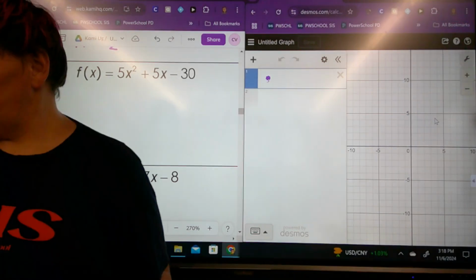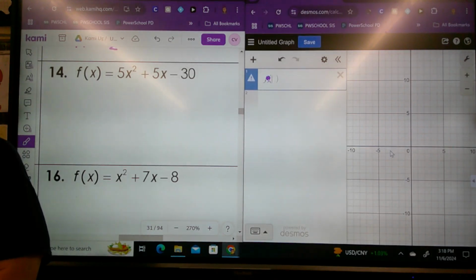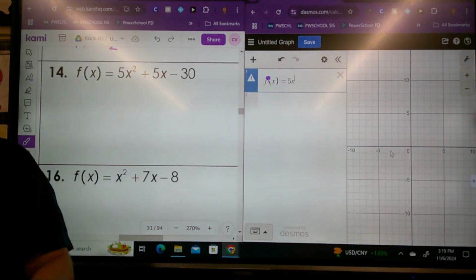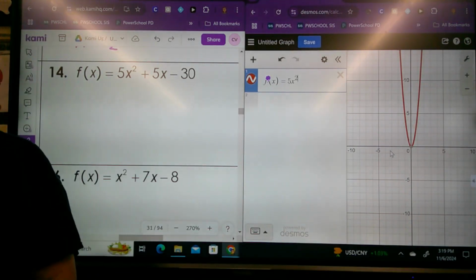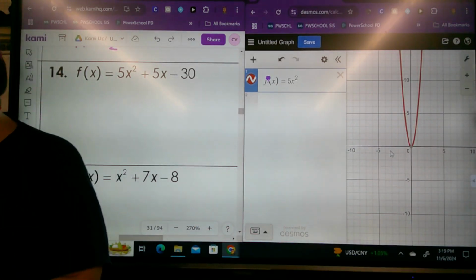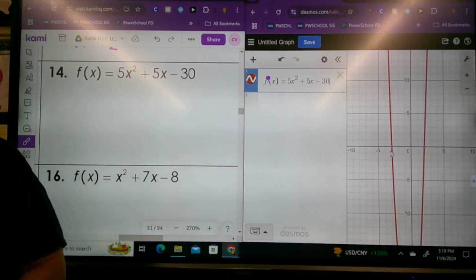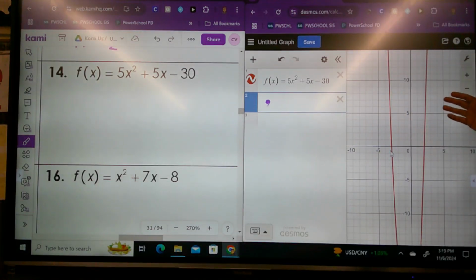All you have to do is type in the equation or the function into Desmos. f of x, let's do number 14. f of x equals 5x. You do shift 6 to do the little symbol at the top so you can do the exponent. Shift 6 will put you up here for the exponent. Push the right arrow to come off of there. And then plus 5x minus 30. Enter. And it has graphed your function.